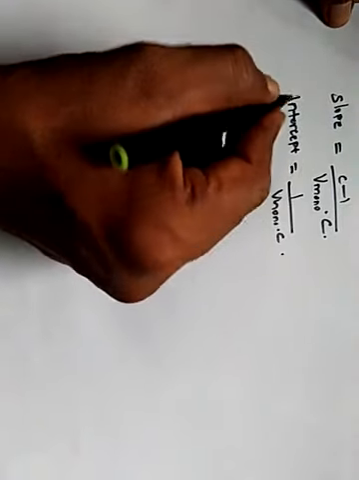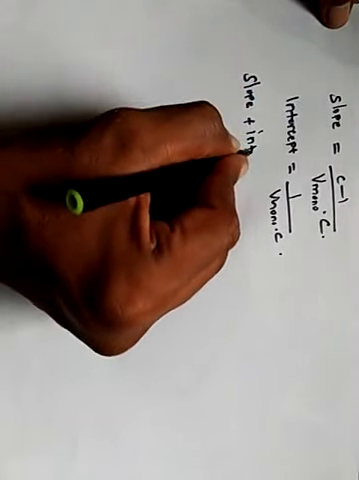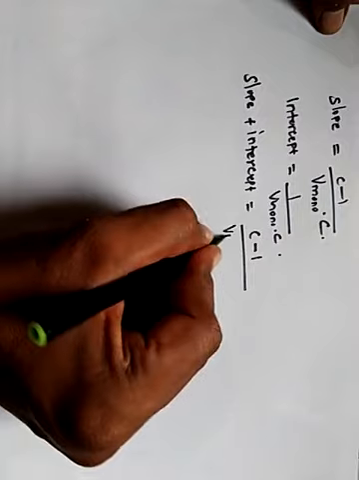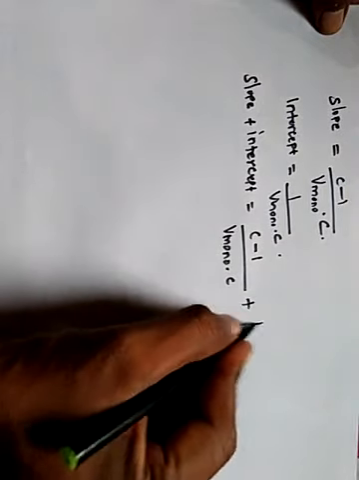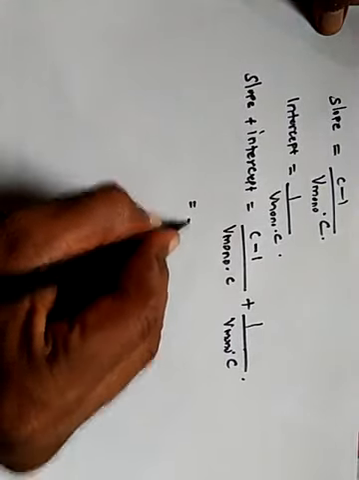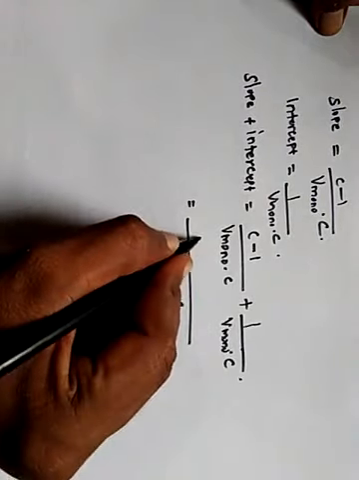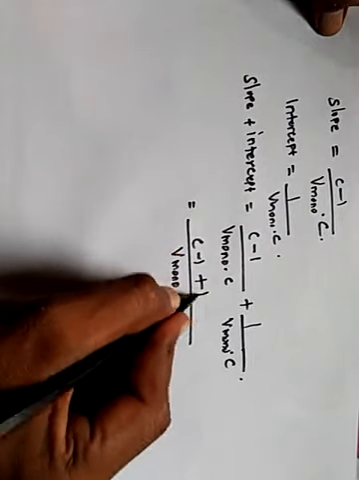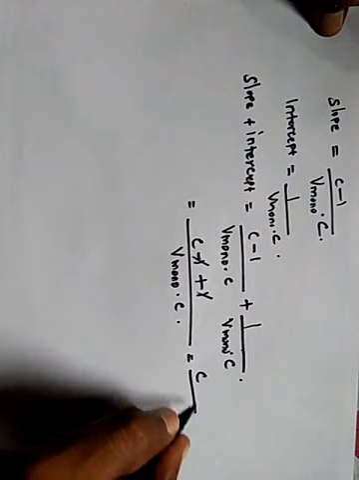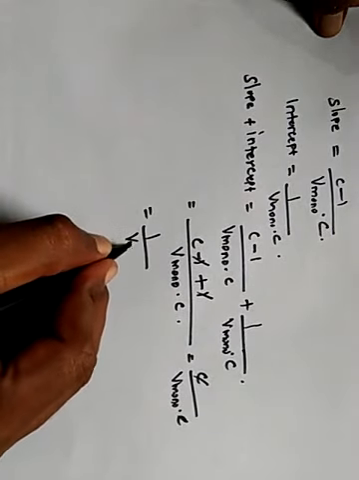So now I'm going to just add these two equations, the slope and the intercept. Slope plus intercept, then you can write this: I can cancel plus 1 minus 1, then C divided by V mono into C. So C can be cancelled, therefore 1 divided by V mono.